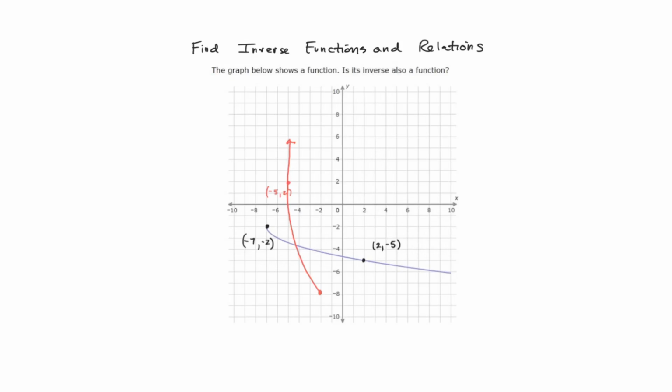First thing we're doing is looking at a graph. Originally we were given this line with the two coordinates (-7, -2) and (2, -5), and what I did ahead of time is I switched the x and y coordinates to show what an inverse line would look like.